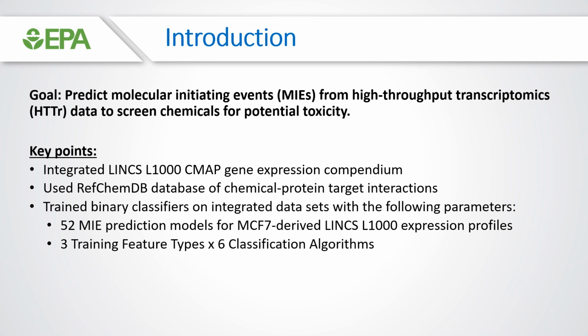The primary goal of this work is to predict MIEs from high-throughput transcriptomics data collected from in vitro chemical screening studies. Here, we combine the Lynx L1000 CMAP gene expression data, specifically for MCF7 cells, with known chemical protein interactions from the RefChemDB resource. We use these to train machine learning models that can predict specific MIEs based on the transcriptional response to a chemical exposure.